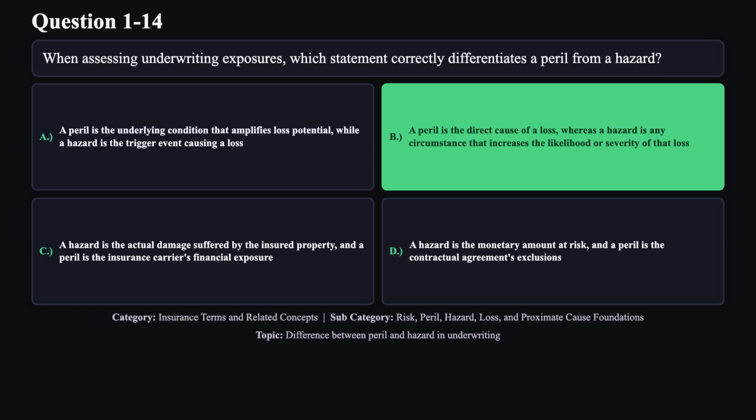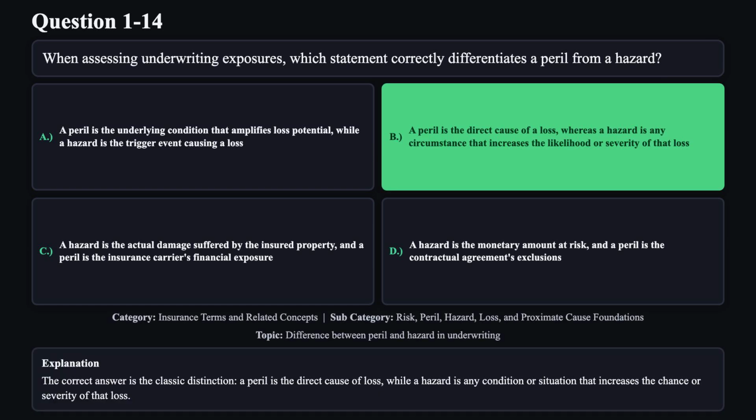The correct answer is B. The correct answer is the classic distinction. A peril is the direct cause of loss, while a hazard is any condition or situation that increases the chance or severity of that loss.